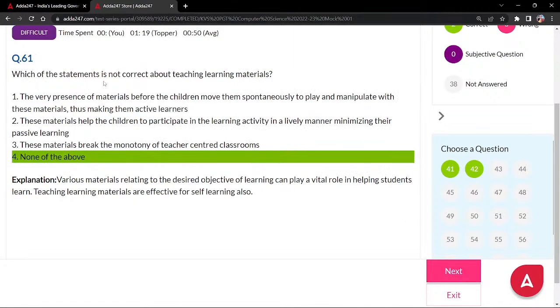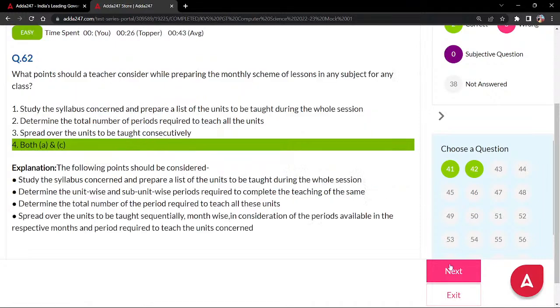Next, which of the following is not correct about teaching learning material, TLM? According to TLM, the very presence of material before the children moves them; that is the correct option. Making them active learners, we use TLM. This material obviously helps the children to participate in learning, and the material breaks the monotony also.